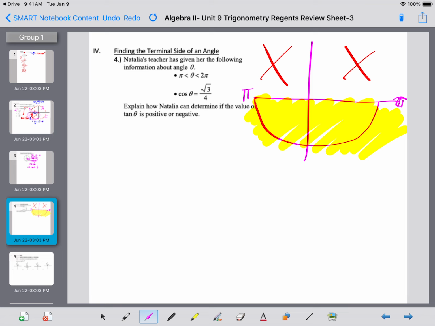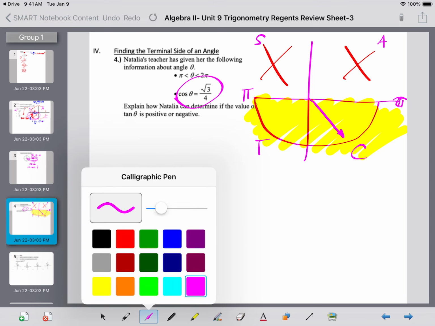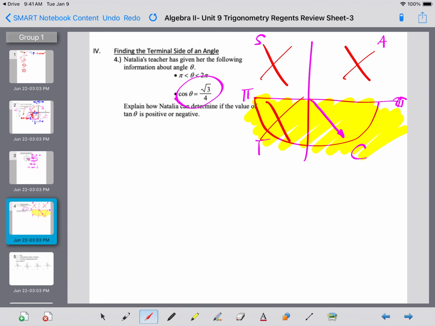We have all students take calculus. Cosine is positive here. So, that means it must be in quadrant 4, not quadrant 3. And then tangent in quadrant 4, only cosine is positive, so tangent would be negative. So we have our answer. So let's begin.